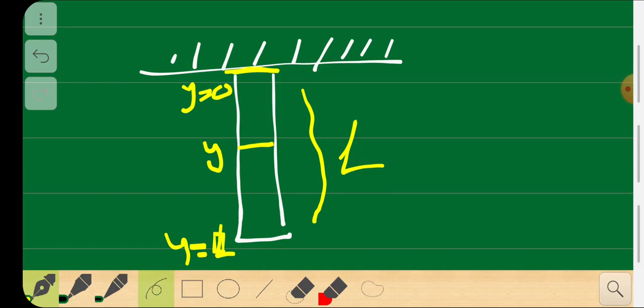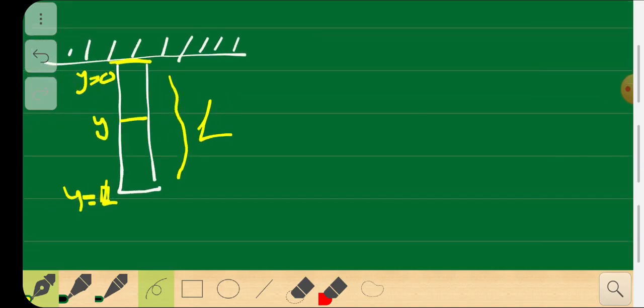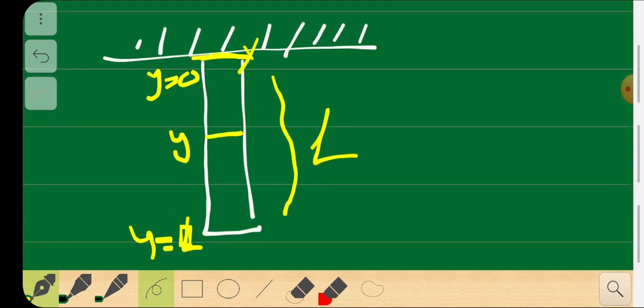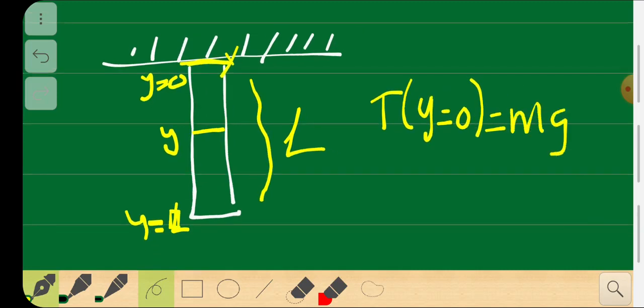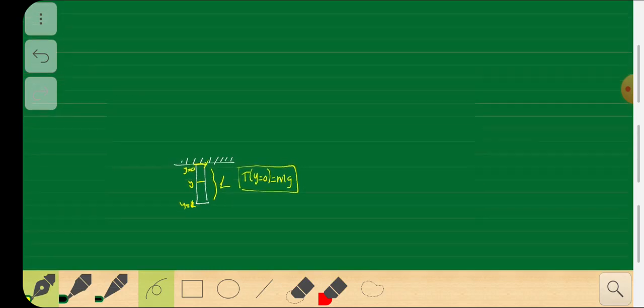So y equal to L here. So this is a suspended rope, and I want to find out what the tension inside this suspended rope is. What I'm going to do now is very simple, what we have done before. We know that the tension at this point, T at y equal to 0, must be equal to mg. That's straightforward from the last problem that we did.